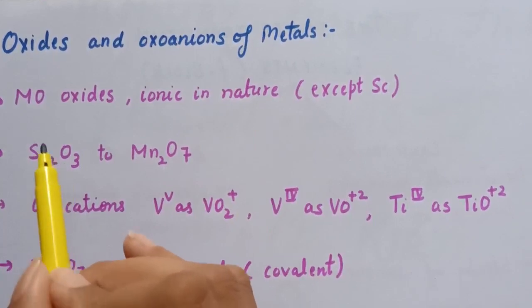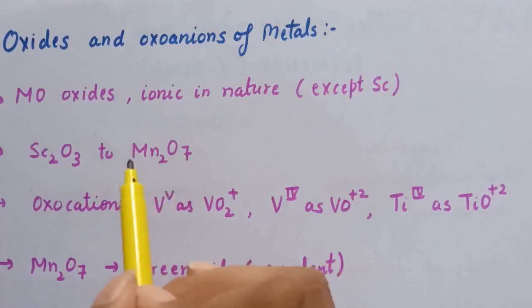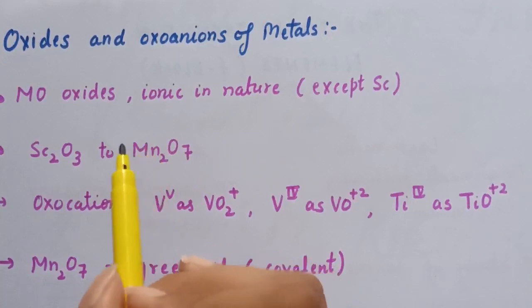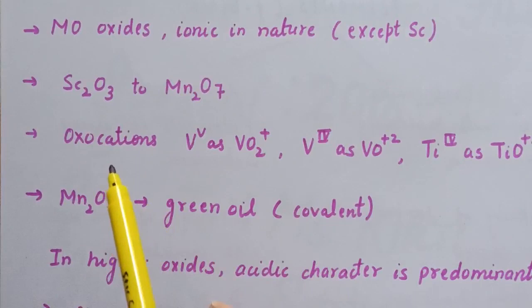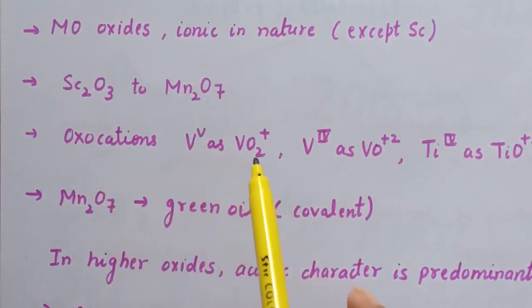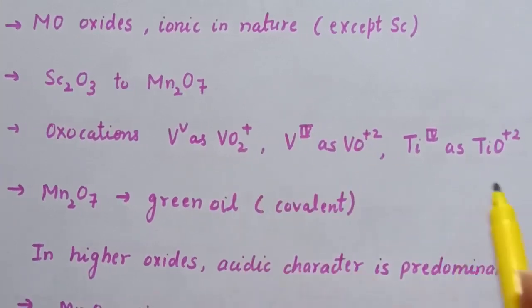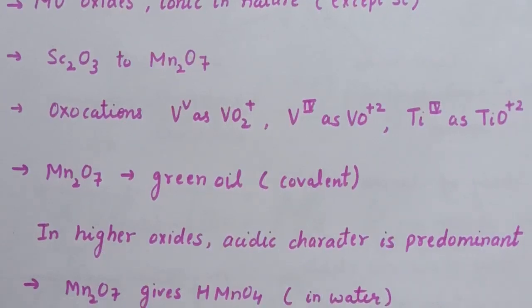Here the oxidation number of scandium is +3, which is the maximum oxidation state of scandium, and in Mn2O7 the oxidation number of manganese is +7, which is equal to its group number. Besides the oxides, the oxocations stabilize vanadium 5 as VO2+ and vanadium 4 as VO2+, and for titanium the oxocation is TiO2+, where the oxidation number of titanium is +4.